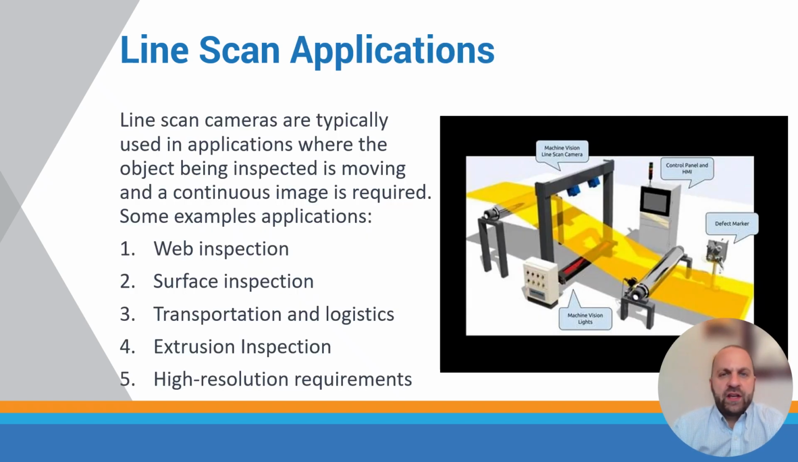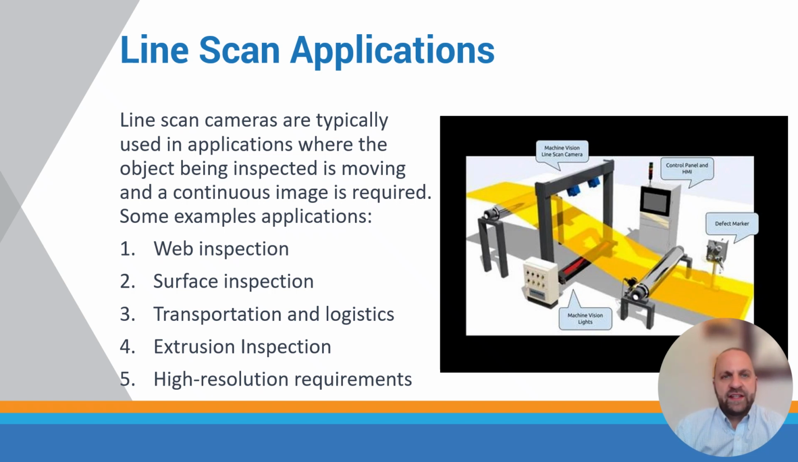There are a lot of different applications that line scan is well suited for. So anything with web inspection on continuous moving webs, plastic, fabrics, very good for that. Surface inspection, a lot of different things in transportation and logistics. Inspecting extrusions, where you have just one uniform piece that's constantly being extruded out that can move past the camera, or anything that needs higher resolution.